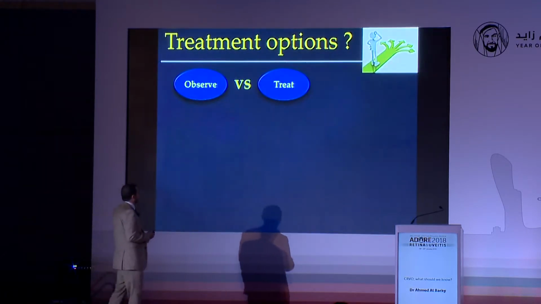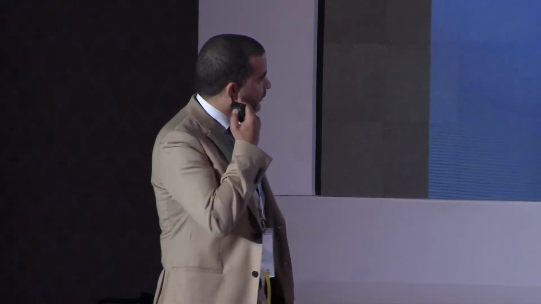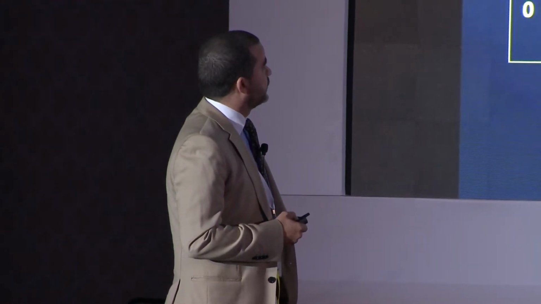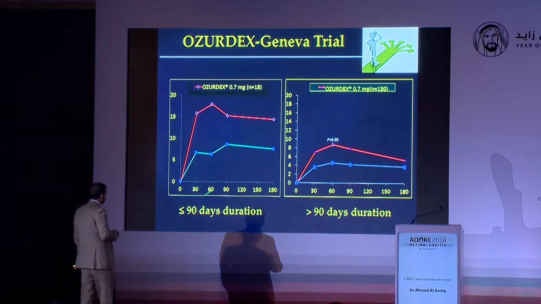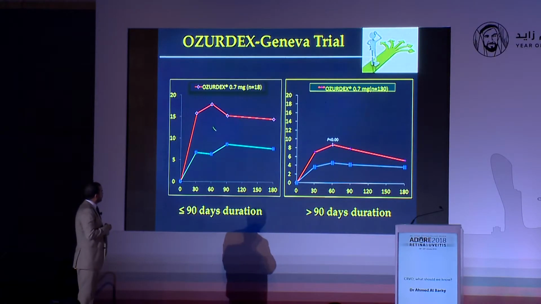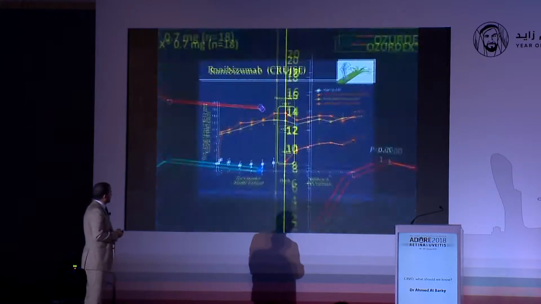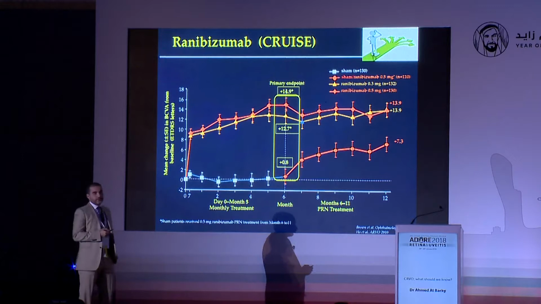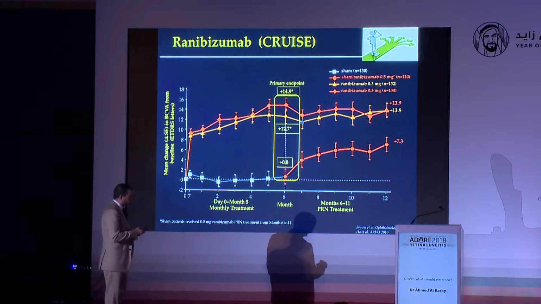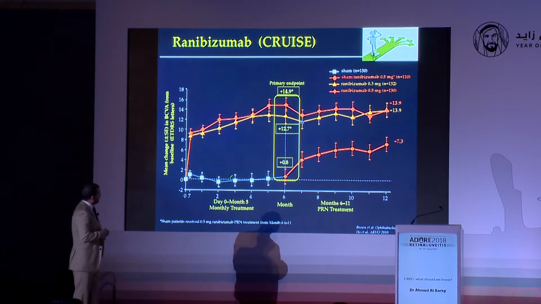Starting with the first option, do you treat or observe? The fact is, early treatment is better. And we have evidence from the early studies about the dexamethasone study, and ranibizumab, and aflibercept. If you look here, for example, at the GENEVA trial, we found that those patients who received the treatment early gained visual acuity more than those who started the treatment late after 3 months. What about the CRUISE trial with ranibizumab? Also the same finding. If you look here at the sham arm, he didn't receive any injection.